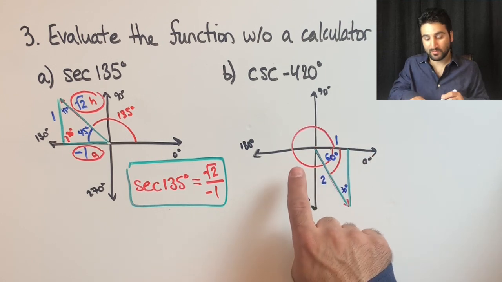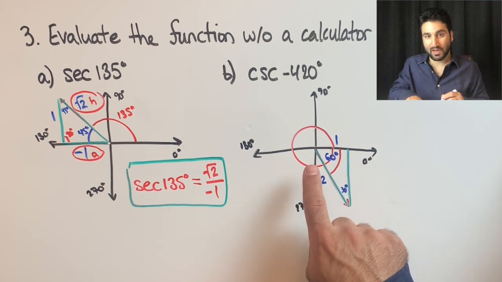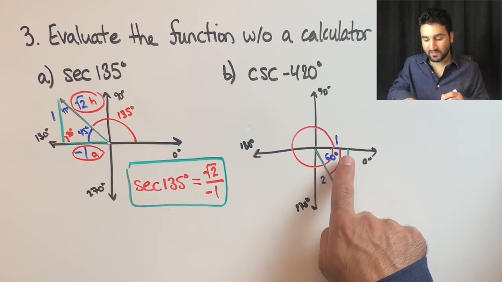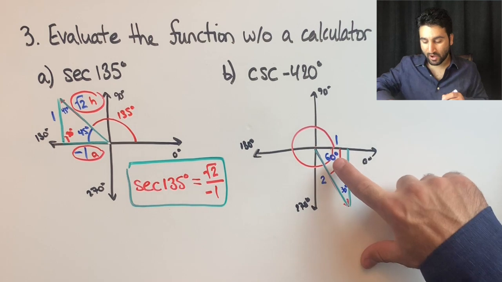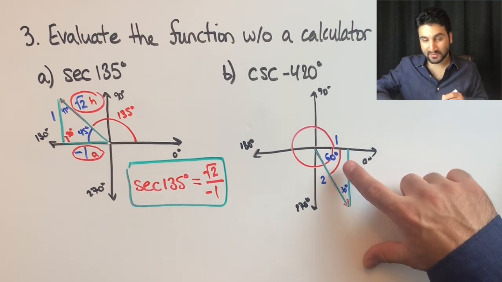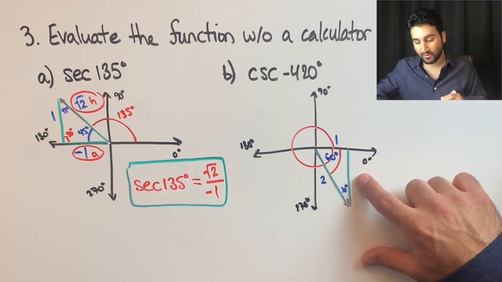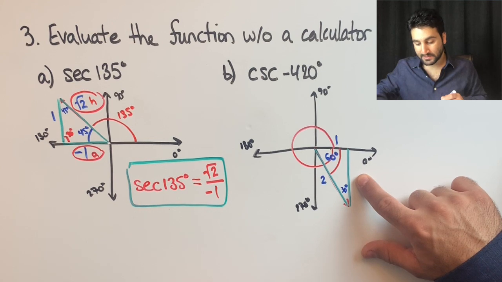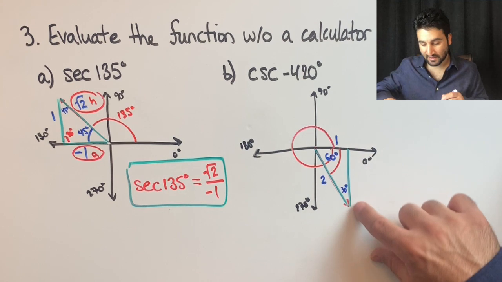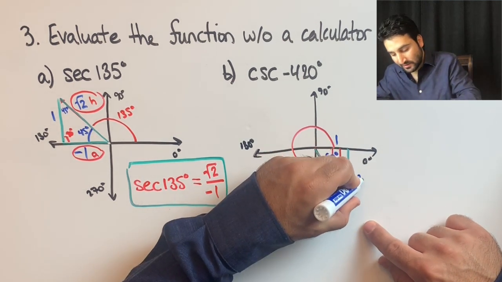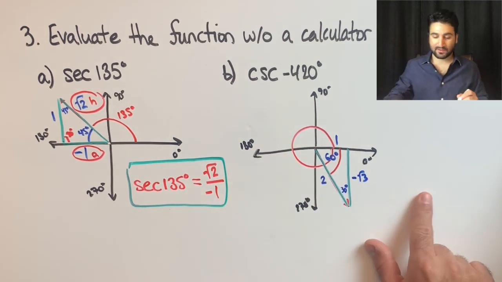And notice that it's a positive 1. Remember, the sign matters. This is in the positive x direction, so it's a positive 1. The hypotenuse is always positive. And the one opposite from the 60 degrees will be root 3. But notice this is a negative y. You see how it's going down? So this will be a negative root 3.